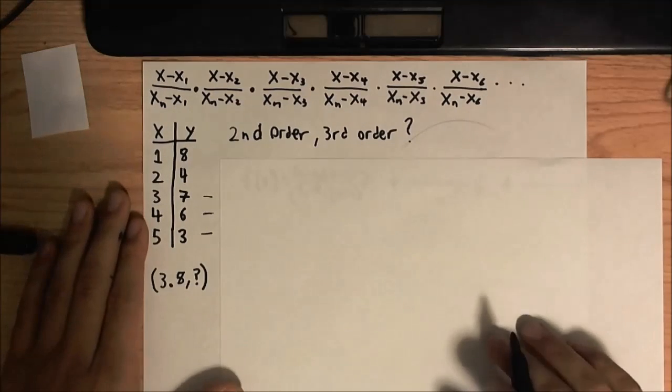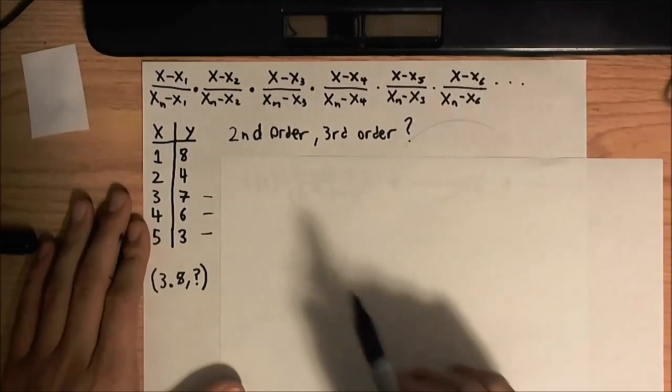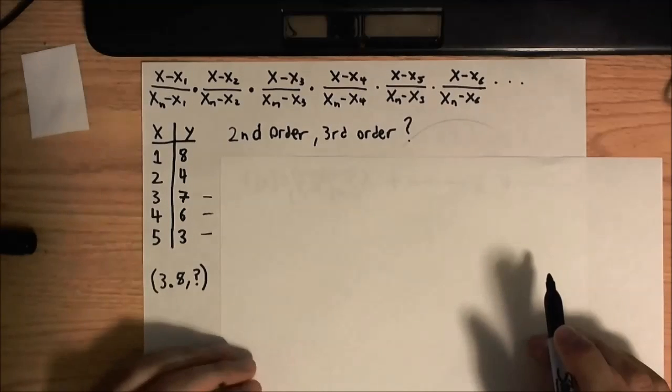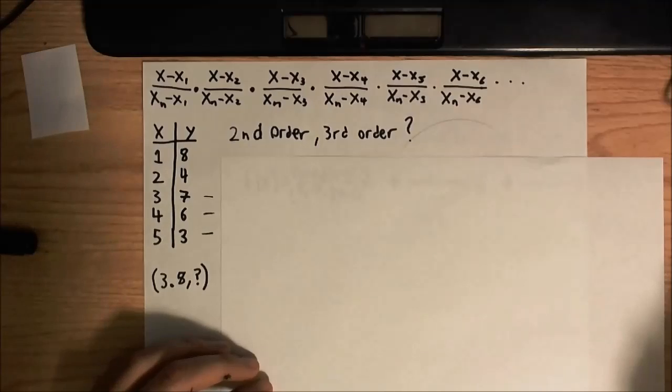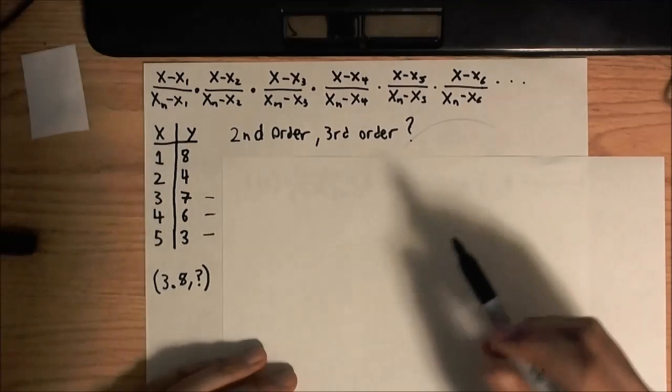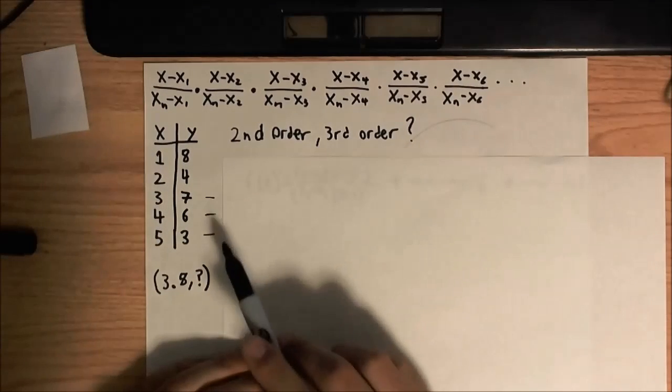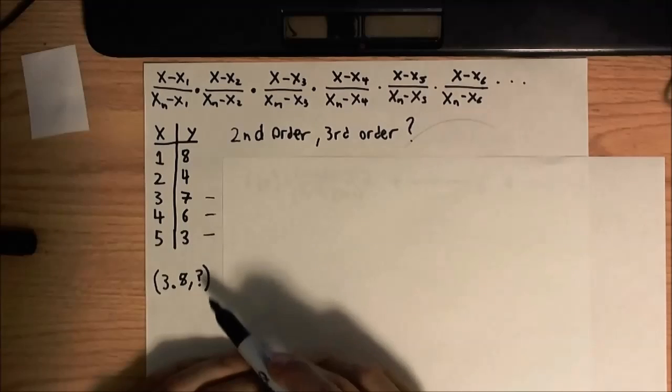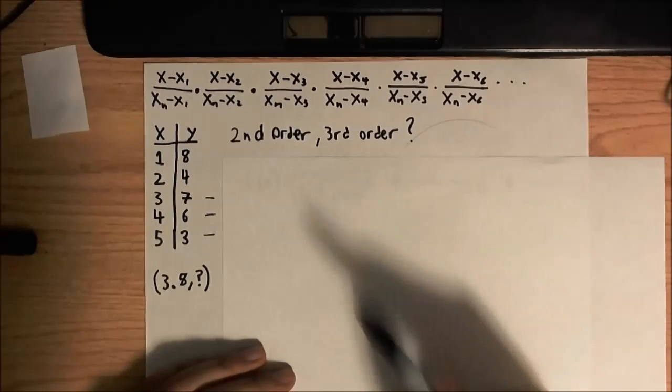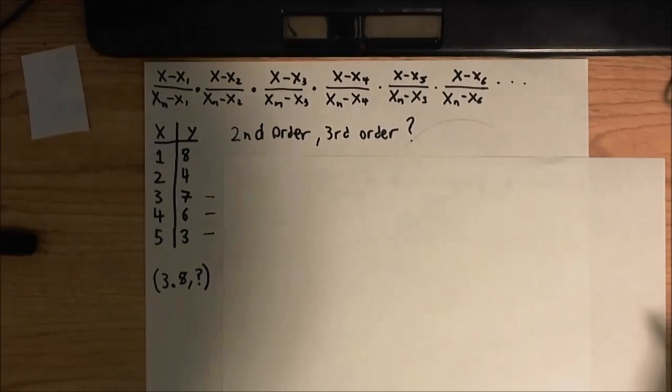So I have here some example points. These points don't represent any data in particular, but they'll serve for the purposes of creating an example. Such a standard example would commonly ask that given these points, approximate the value of the function at 3.8 using second and third order Lagrange interpolating polynomials.